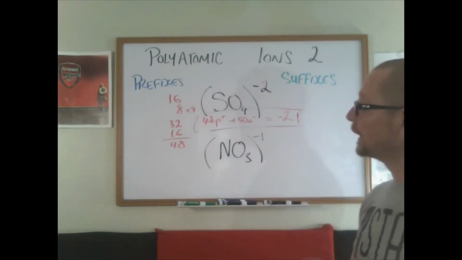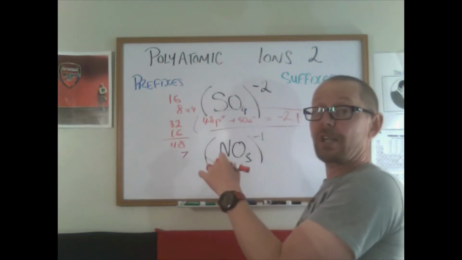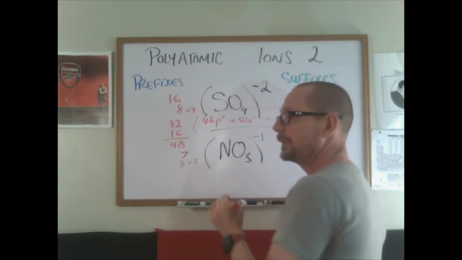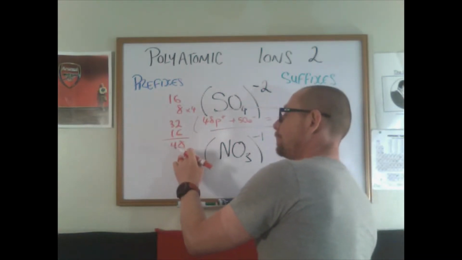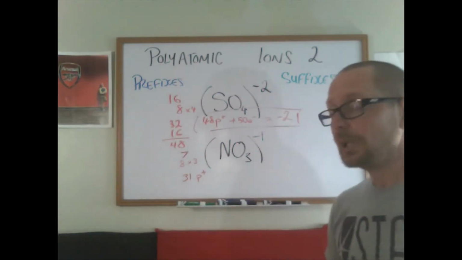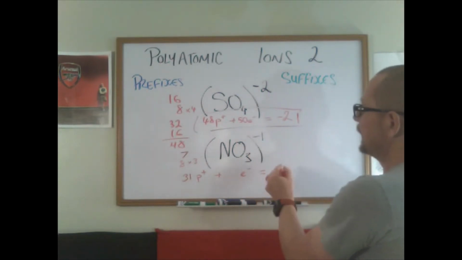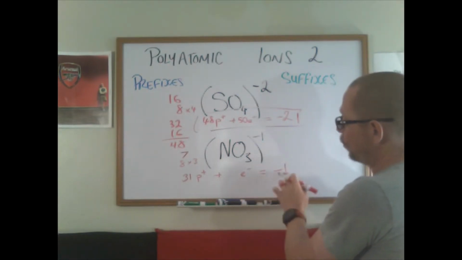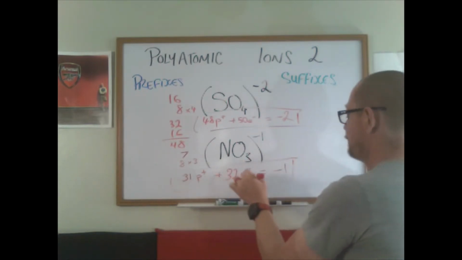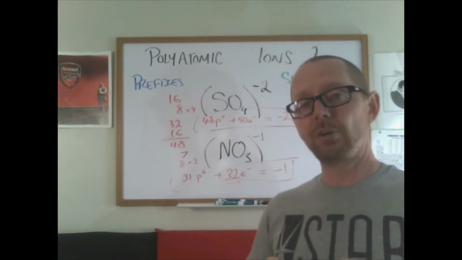Going over to the nitrogen. Nitrogen has 7 protons, right? Atomic number 7. And then oxygen, 8 times 3 is 24, plus 7 is 31 protons, plus a number of electrons equals -1. So it's got to be an extra 1 electron, so 32 right there. So that's the basis of where we get these polyatomic ions from.